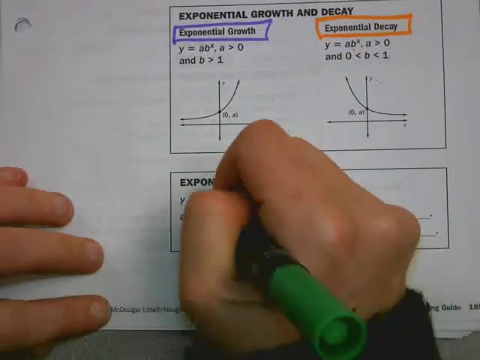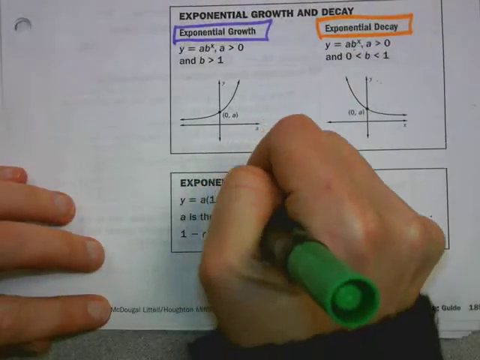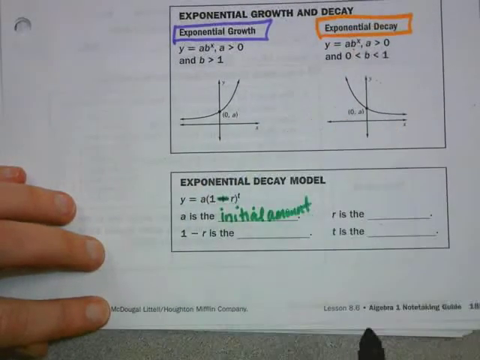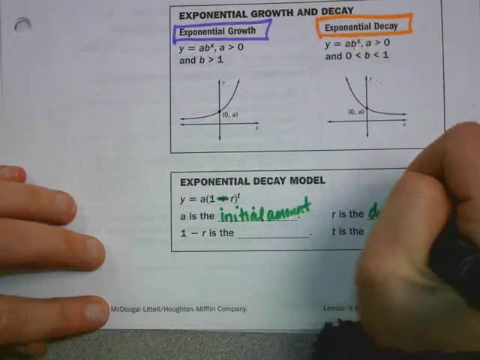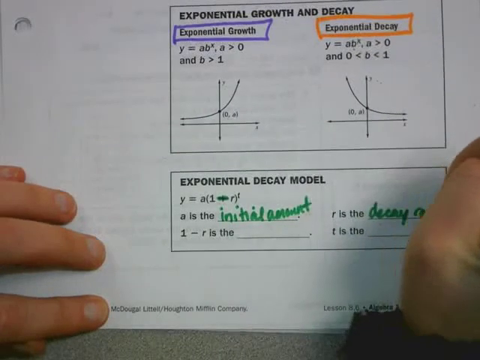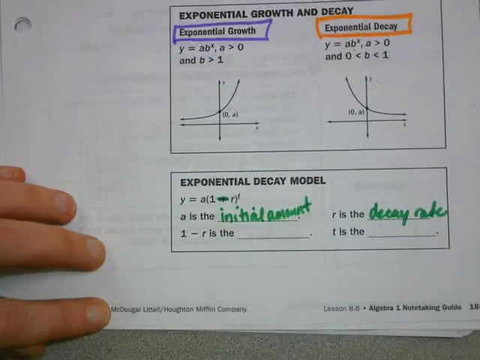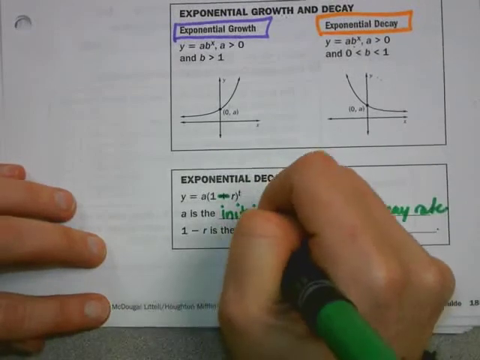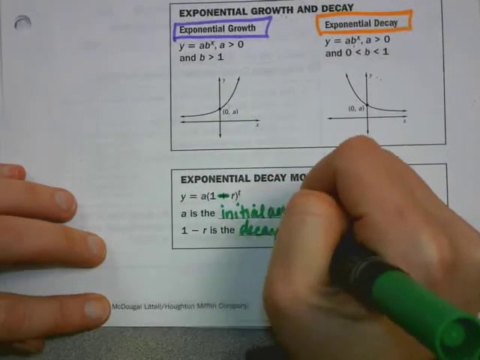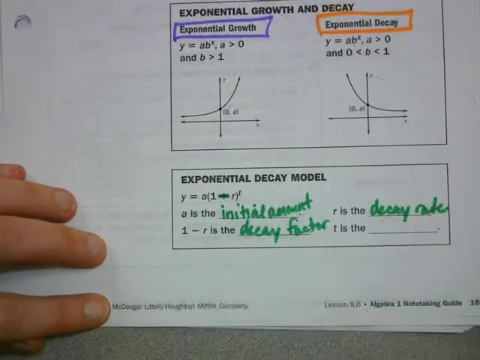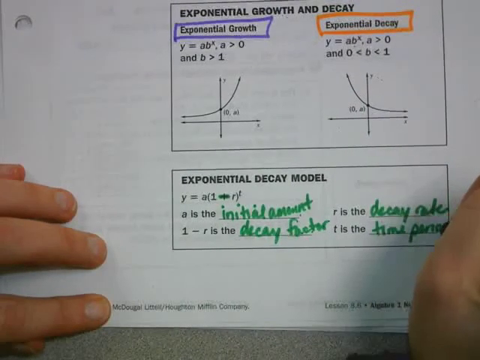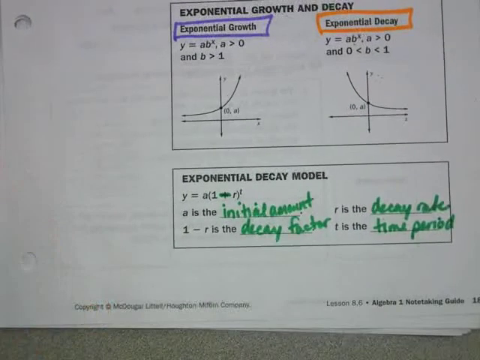So a is the initial amount. r is the decay rate. So this is just like the growth model, but now it's decay. 1 minus r is the decay factor. And t is the time period. So we're going to use that to help us apply it to the next problem.